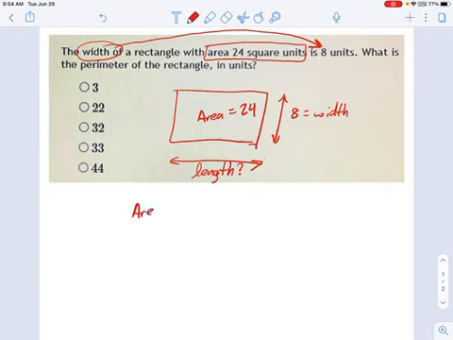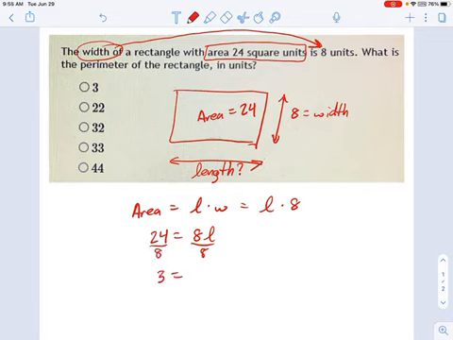So remember what the area is of a rectangle. This is a formula. It's going to be length times width, or in other words, L, that's the number we want, times 8. So if 24 equals 8L, divide each side by 8, and you can solve this little equation and figure out that the length is actually 3.